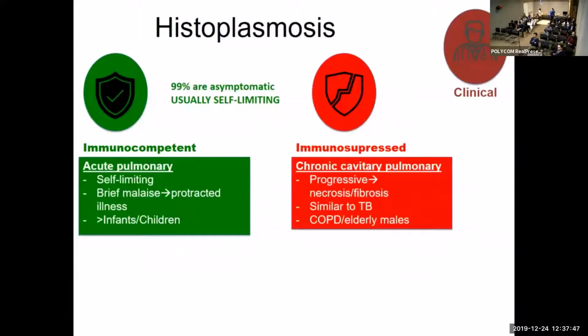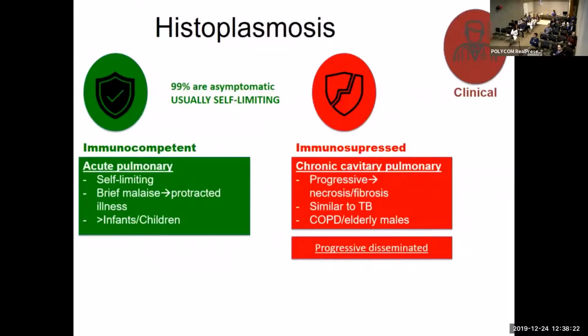So for immunosuppressed, these patients will have a chronic cavitary pneumonia. So usually you have necrosis and fibrosis. They cause cavitations, usually in the upper lobes. They can also cause lymphadenopathy. So this looks exactly the same as tuberculosis. So another general principle of endemic mycosis in the lungs: most of these diseases will look like community-acquired pneumonia, and the chronic pulmonary disease will look like TB. This is more common in COPD and elderly males.